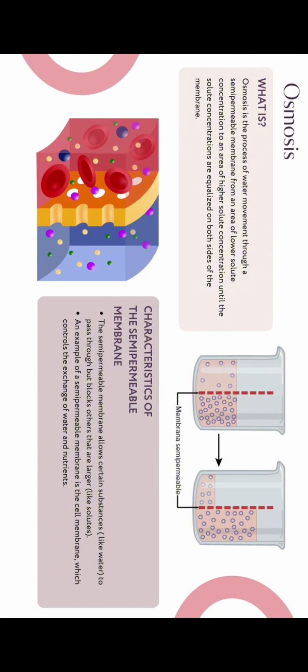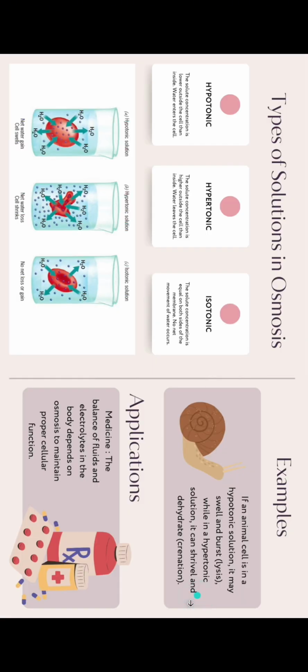An example of osmosis is the cell membrane, which controls the exchange of water and nutrients. In the next slide, we have that osmosis divides into three types of solution. Hypotonic, where the solute concentration is lower outside the cell than inside. Water enters the cell. Hypertonic, where the solute concentration is higher outside the cell than inside. Water leaves the cell. And isotonic, where the solute concentration is equal on both sides of the membrane. No net movement of water occurs.